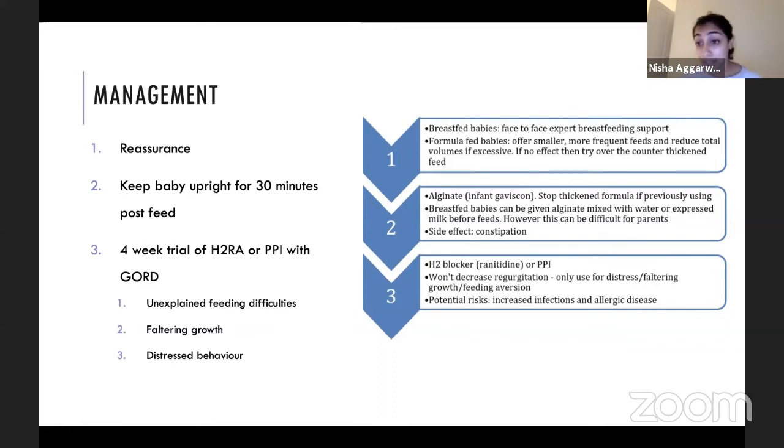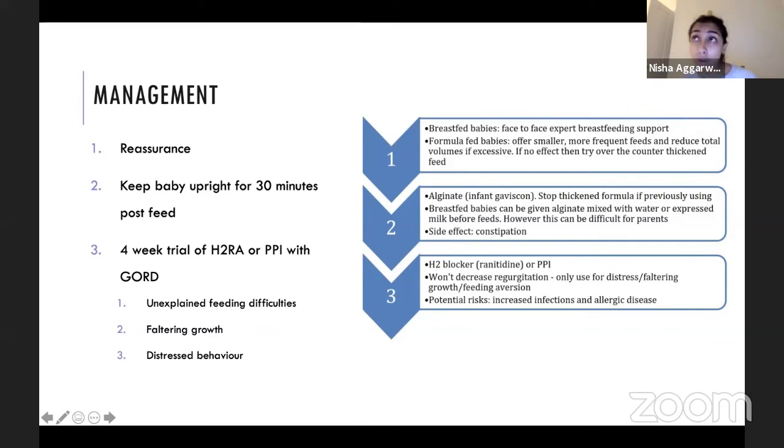Gaviscon is constipating, so it's not something that can just be used willy-nilly without any consequences. It is very constipating. So you do have to warn parents about that, because it may be that their baby then gets irritated because they're straining and they can't poo. You can also do the Gaviscon for breastfed babies, but they just need to give it with a bit of water before the feed. The use of things like omeprazole and ranitidine are not used very often.